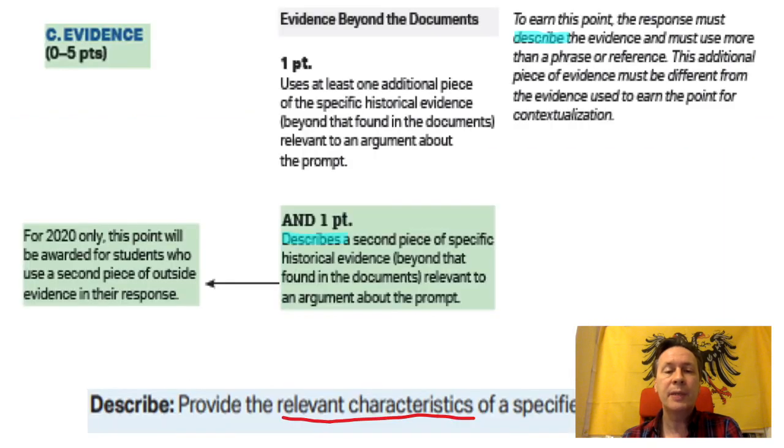For the evidence beyond the documents, ideally you would also use explain, but the rubric does not require you to do so. If you can describe one piece of information, again, specific names and dates and events, that is not found in the documents and that is relevant to your argument, you will earn the point. Do it twice and you get two.